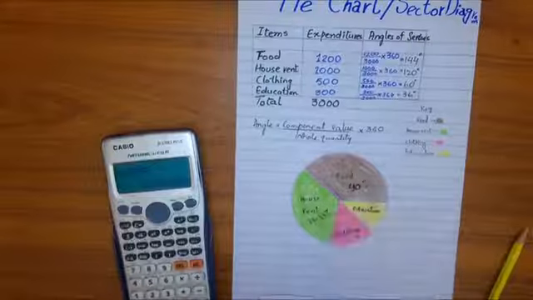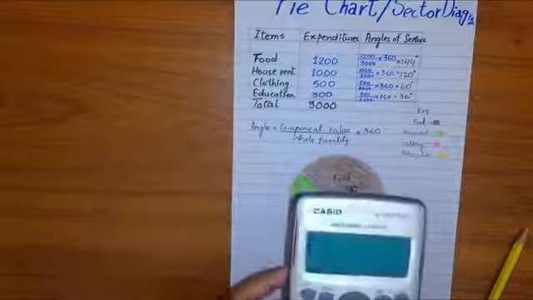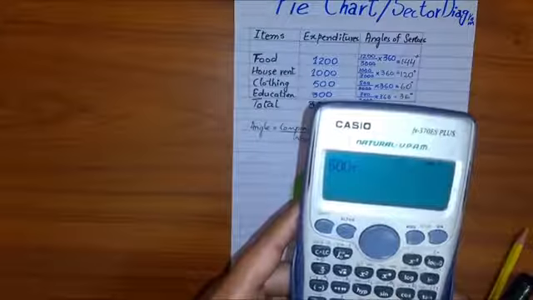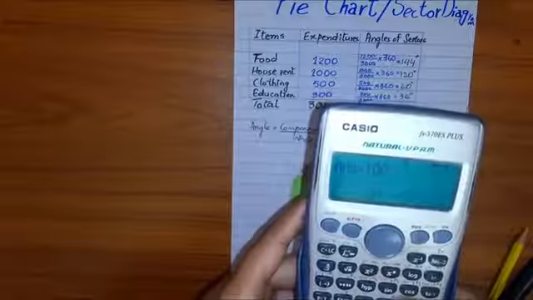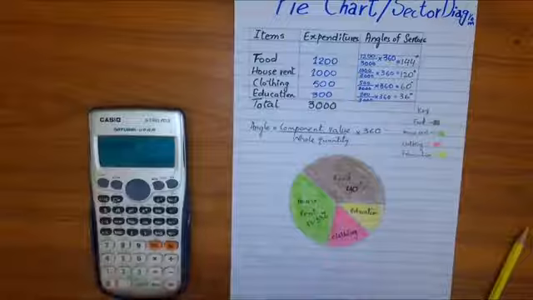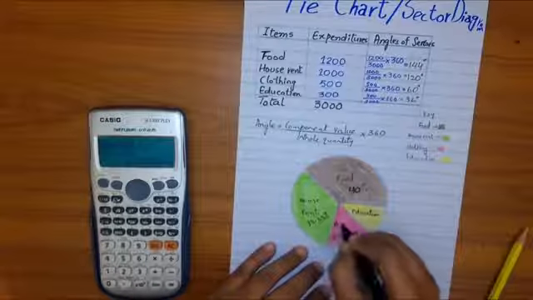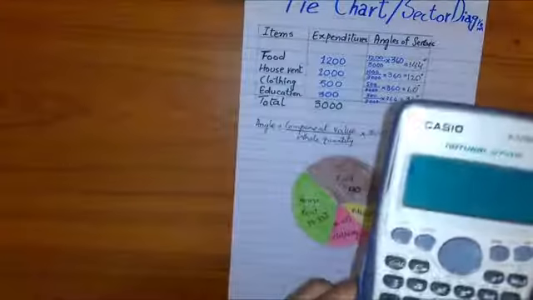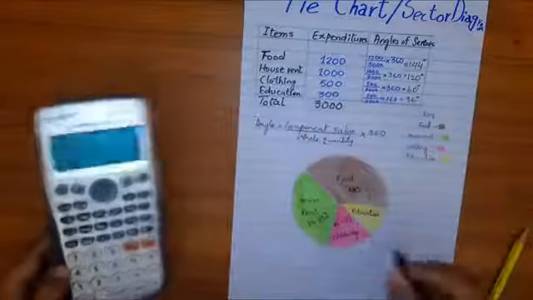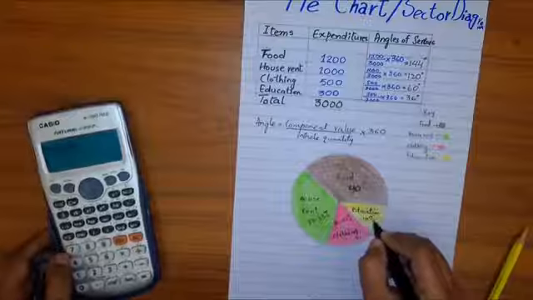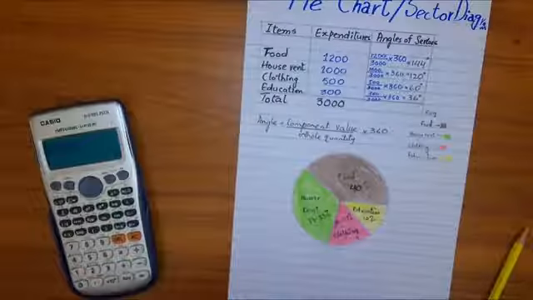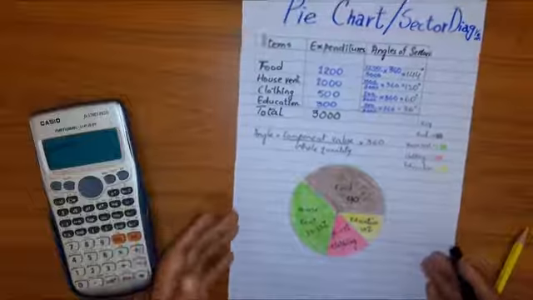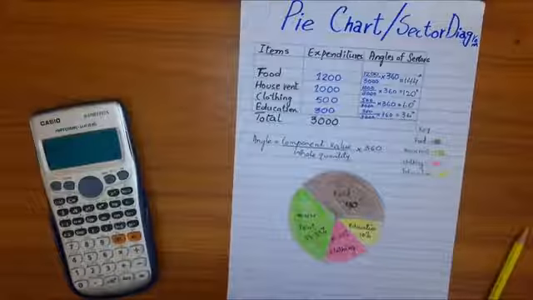Approximately 33% of his expenditure is on house rent, 16.67% of his expenditure is on clothing, and only 10% of his expenditure is on education. So you can see how easy it is to construct a pie chart.